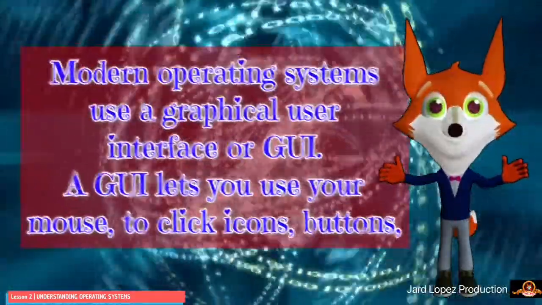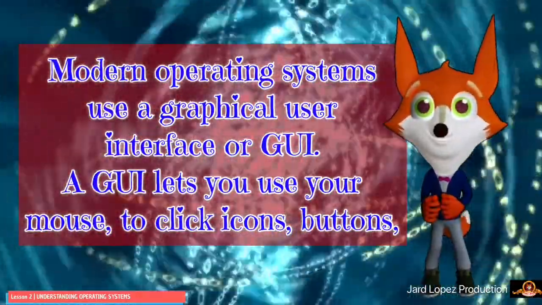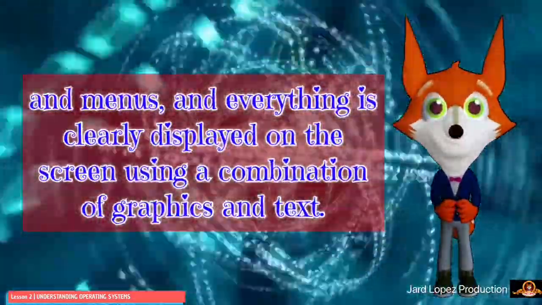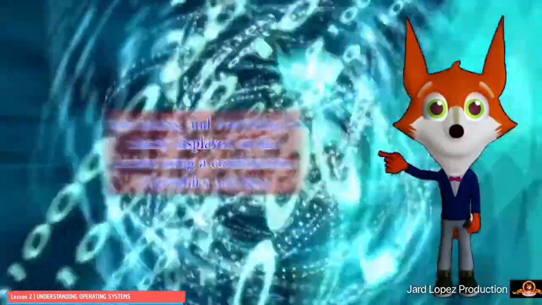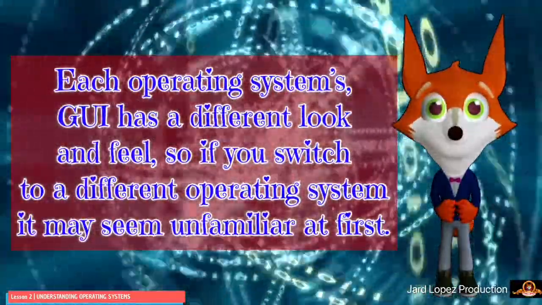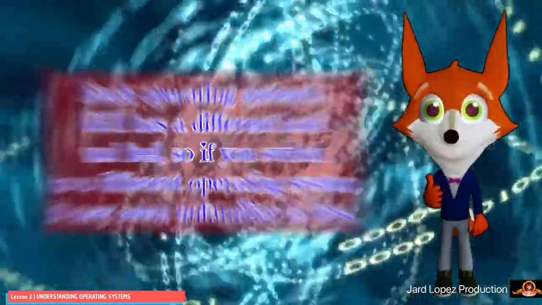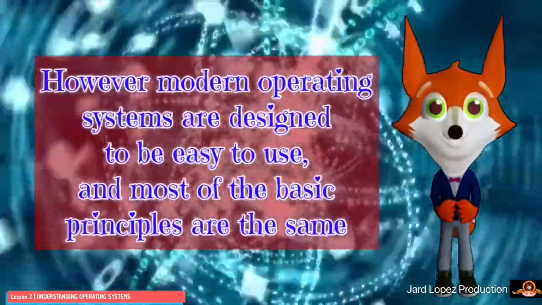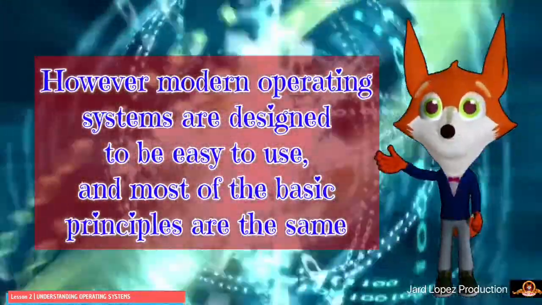Modern operating systems use a graphical user interface or GUI. A GUI lets you use your mouse to click icons, buttons, and menus, and everything is clearly displayed on the screen using a combination of graphics and text. Each operating system's GUI has a different look and feel, so if you switch to a different operating system it may seem unfamiliar at first. However, modern operating systems are designed to be easy to use, and most of the basic principles are the same.